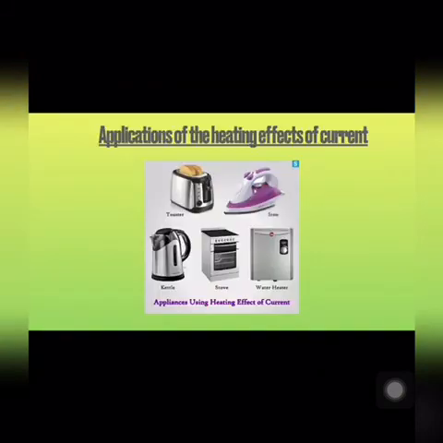Now the applications of the heating effects of current. These are the important applications as described below. The heating effect of current is particularly used in electrical heating appliances, like electric toaster, electric iron, kettle, stove, water heater. This heating effect of electric current is also used in the electric filament bulb.